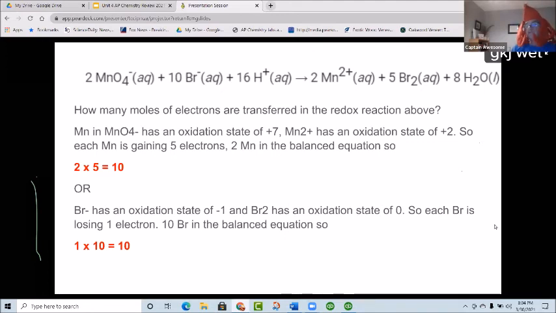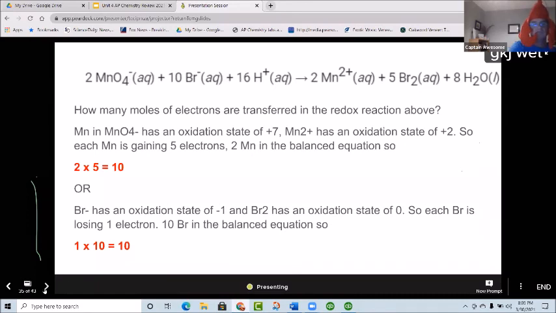You also could have looked at the bromide, and bromide on the left-hand side, the Br minus, has an oxidation state of -1. And bromine on the right-hand side is its element, and so it would just have an oxidation state of 0. And so you've got 10 things going from a -1 to a 0. So whichever one you picked, that's how you would figure out how many moles of electrons there were.